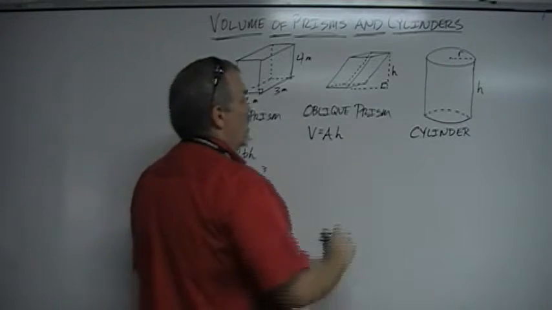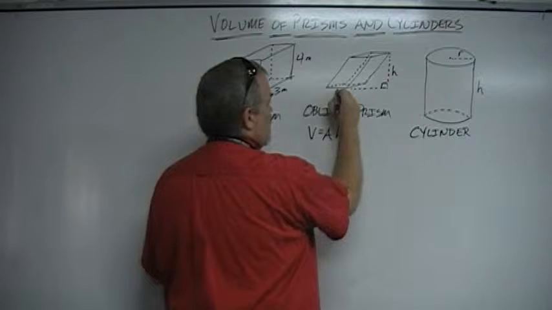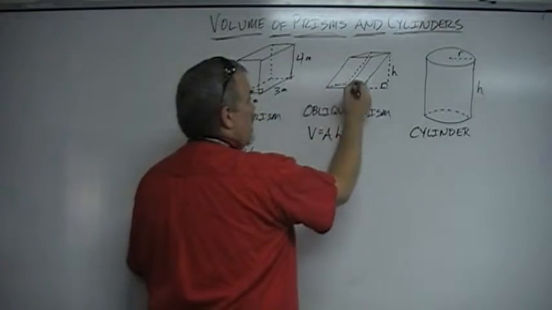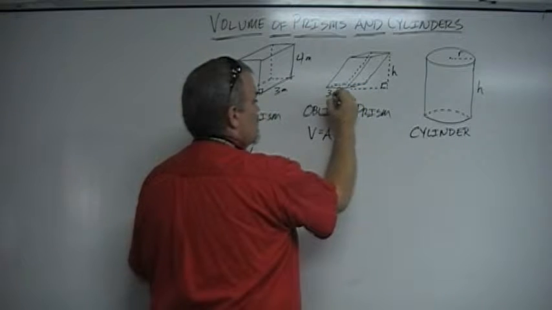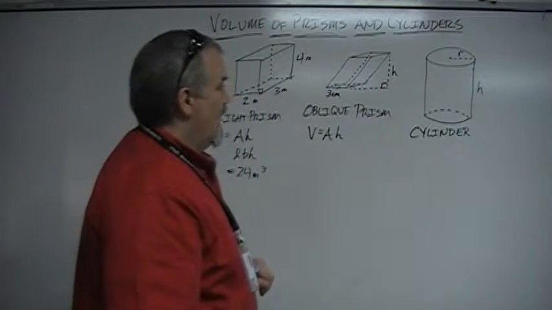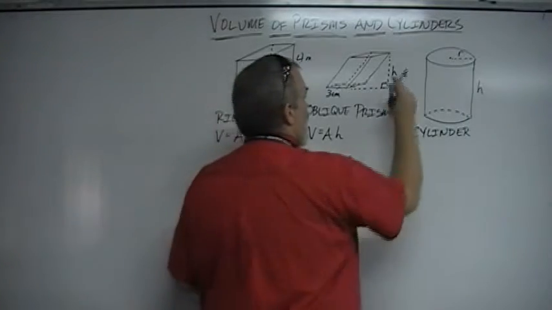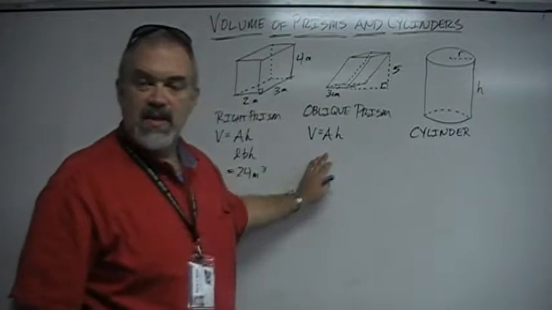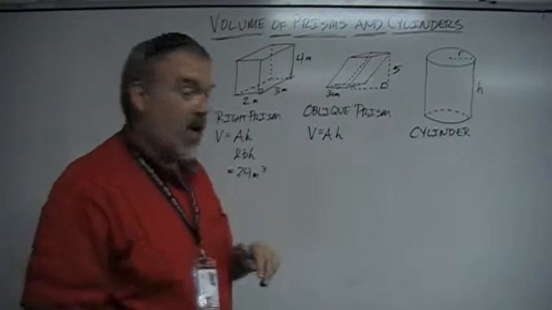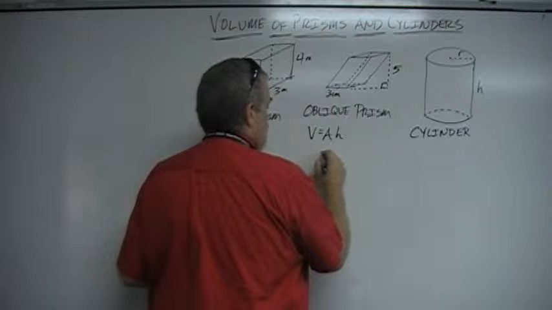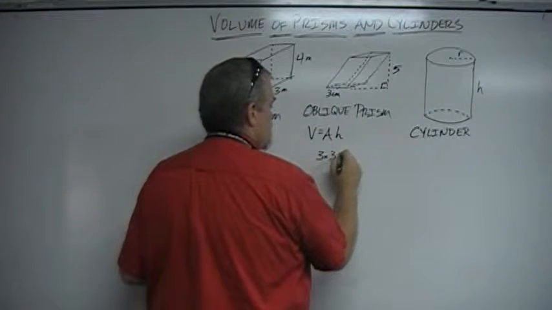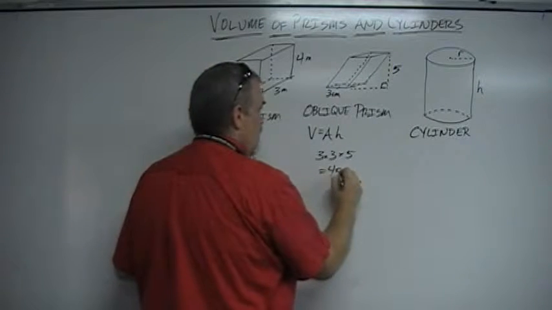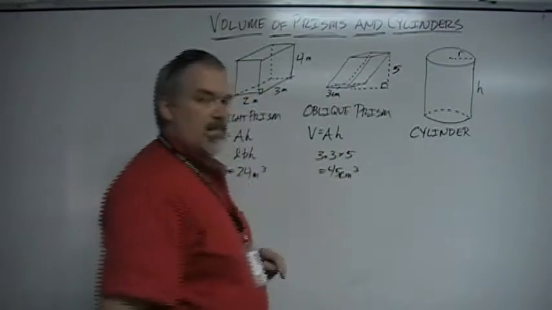Okay? So if we were to say, for example, that this was a square oblique prism, and we knew that all these sides were the same, and they were 3 centimeters, and that the height was 5, how do we get the area of the base? Well, in this case, it would be 3 times 3, because it's a square. So it would give me 3 times 3 times the height, which is 5. 3 times 3 is 9 times 5 is 45 centimeters cubed.